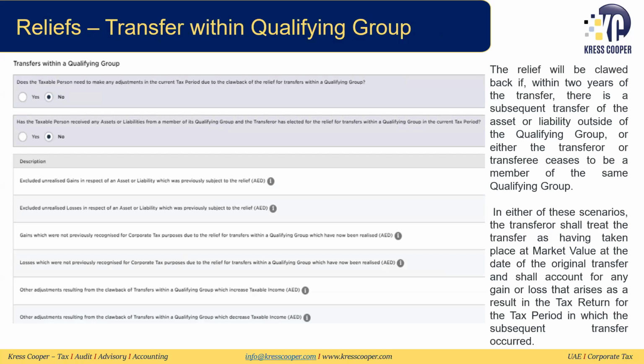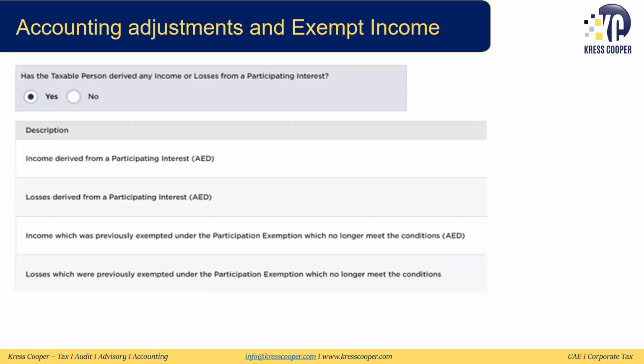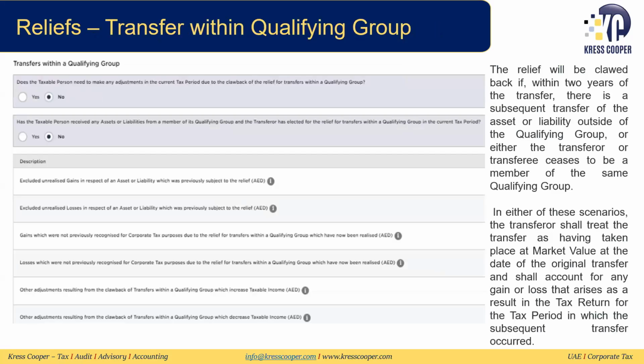Now moving on to the next section. After the accounting adjustment and exempt income have been made, they are asking for any relief. We discussed that we have made some elections before for the relief under the qualifying group relief and the business restructuring relief. So here it is asking you for more information for this. Now, transfer within a qualifying group. The first question is, does the taxable person need to make any adjustment in the current tax period due to the clawback of the relief on transfer within a qualifying group?